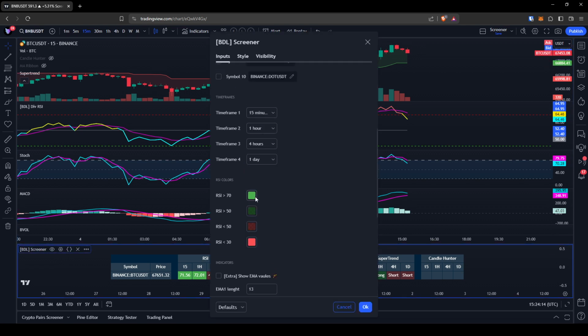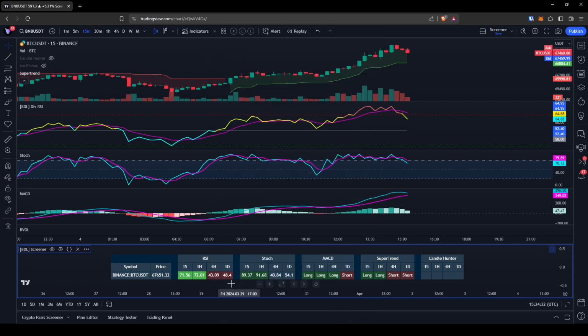Over 70 is a bright green, or on the opposite side it's very bright red. You can change the colors, of course. So at the moment, in a smaller time frame something is going on, and probably in the next 4 hours or one day we could also swap to bullish. This would be great. Otherwise, we will see what's going on. This is what happened in 15 minutes.